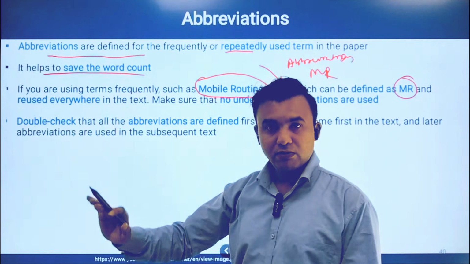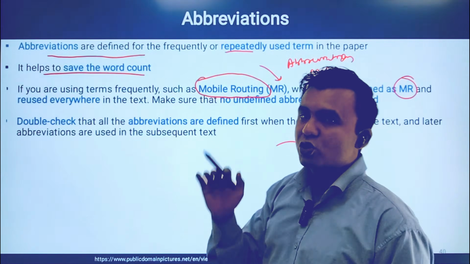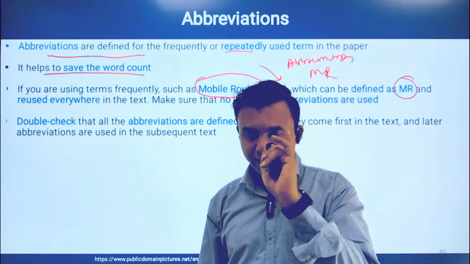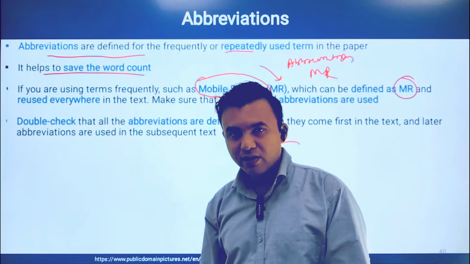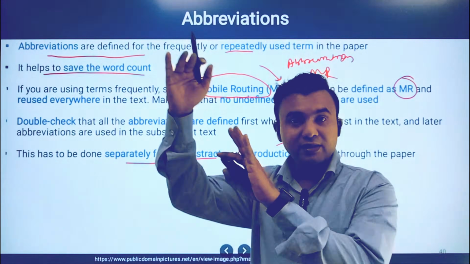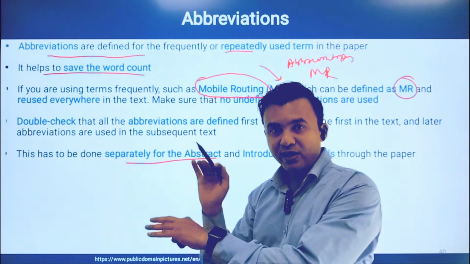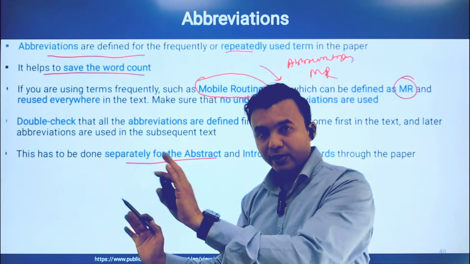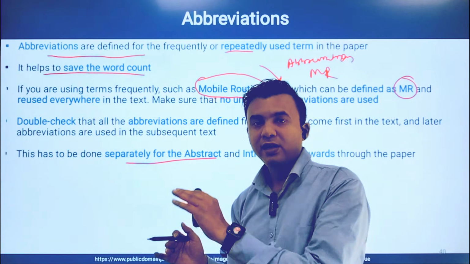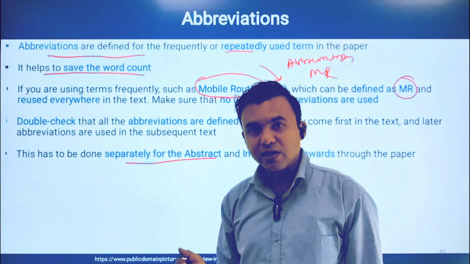Double check that you're not defining multiple times. So, this mobile routing shouldn't be defined multiple times in the paper. Whenever it comes first time, define that, reuse it. And sometimes this has to be done separately for the abstract. So, whenever it comes first time in the abstract, define, reuse within the abstract. Done. Introduction onwards, again, if that mobile routing comes again, you have to redefine one more time in the introduction, then reuse it. Right?